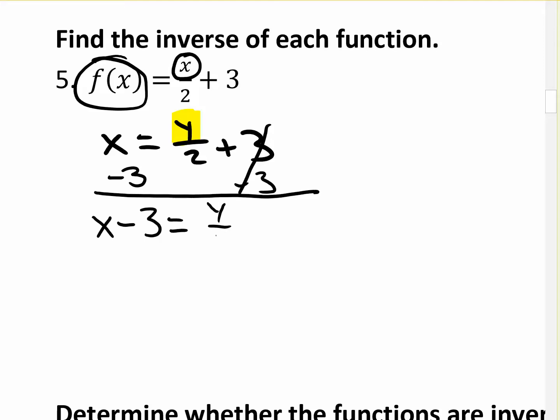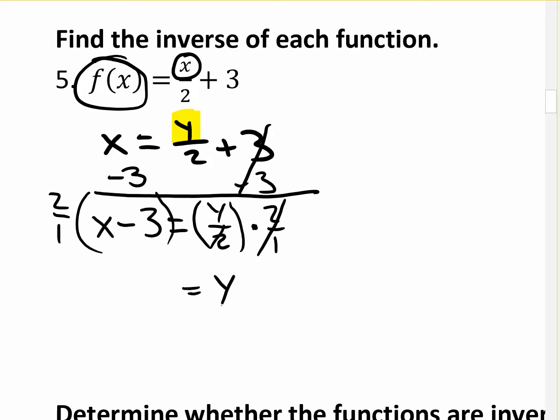Other side, we still have y over 2. Almost done. I'm practically finished. I don't want y to be dividing by that 2. So I'm going to put parentheses around both sides of the equation and multiply by a 2, or a 2 over 1, if that helps you think about it. 2 over 1. That cancels the 2, so y is by itself like we wanted.